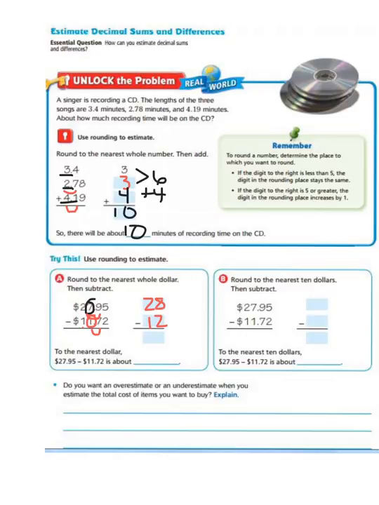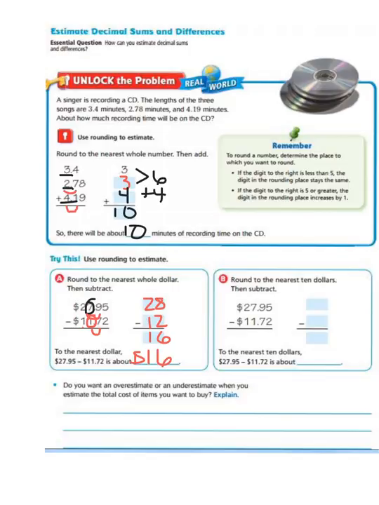So then we subtract those. 8 minus 2 is 6. 2 minus 1 is 1. So to the nearest dollar, $27.95 minus $11.72 is about $16.